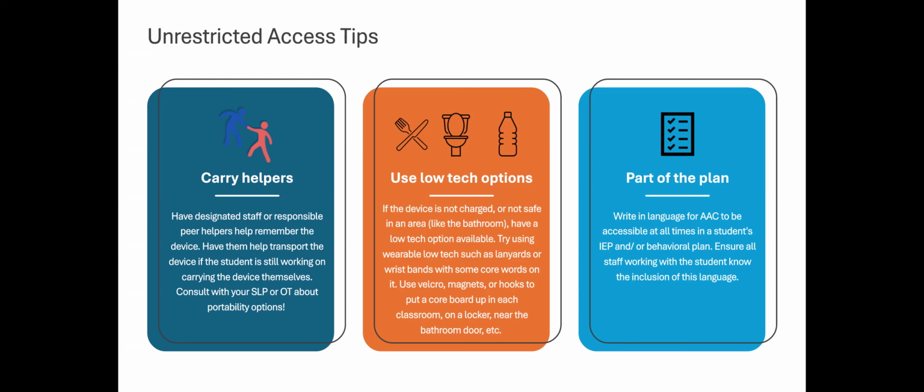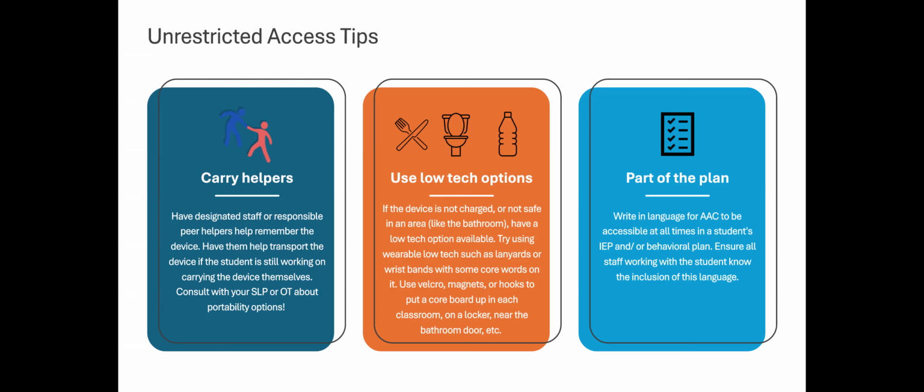Get creative, but have easily accessible low-tech communication options all around the school so that in case you forget the device or the device just isn't, you're not able to do it in that setting, you have a low-tech option. And last, another tip for unrestricted access is write that language into a student's plan, so their IEP plan or their behavioral plan, and then educate the staff that is working with that student that that language is included in the plan, to have that implementation and that consistency of access.